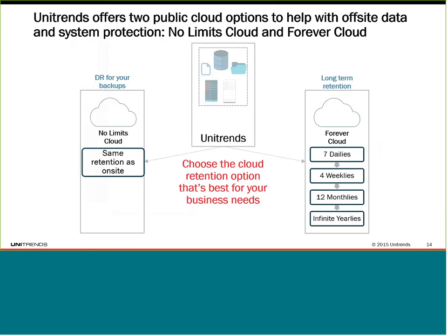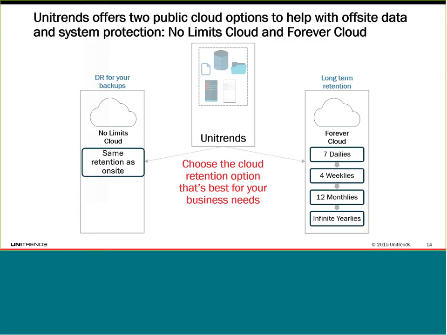So Unitrends has two public cloud options that are part of our Unitrends cloud that we offer. The first is called No Limits Cloud. No Limits Cloud is designed to essentially be DR for your backups or backups for your backups. So anything that's actually backed up to your local backup appliance inside your enterprise on your premise is going to be moved up into the cloud. So you're going to have the exact same set of backup copies in the cloud, the exact same set of retention in the cloud as you do on your on-premise appliance.